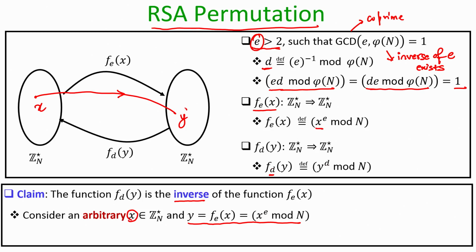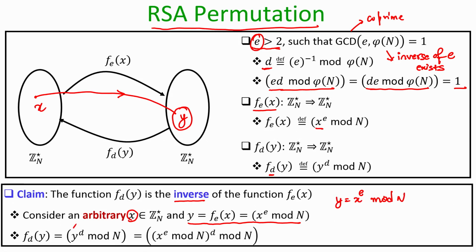So, what is the result of the function f sub e? It is y. So, let us see if we can reverse the effect by computing the function f sub d on the input y. If we want to compute the result, it will be y to the power d modulo n, but y itself is x to the power e modulo n. So, let me substitute the value of y here. If I substitute, then I get this expression, and then I can take this exponent inside. Overall, I get x to the power e times d modulo n.